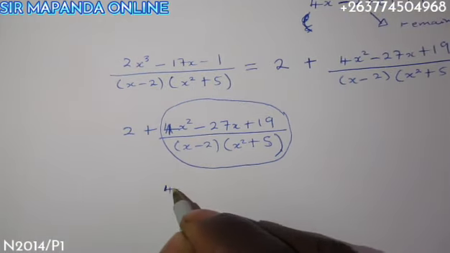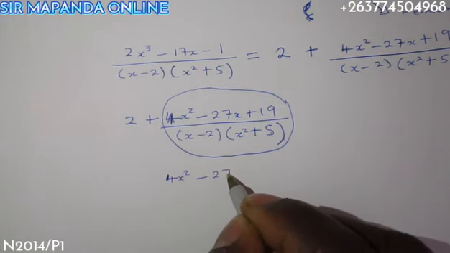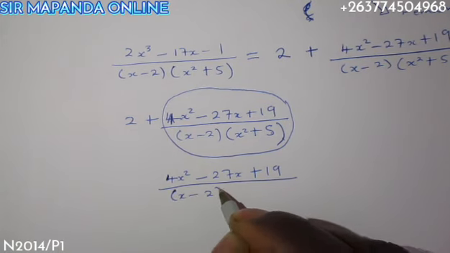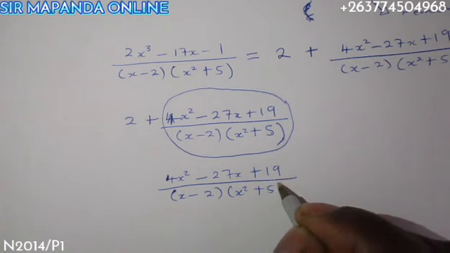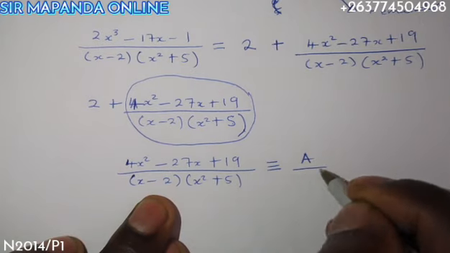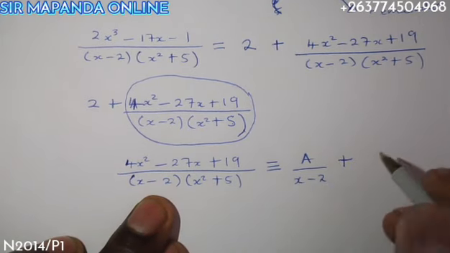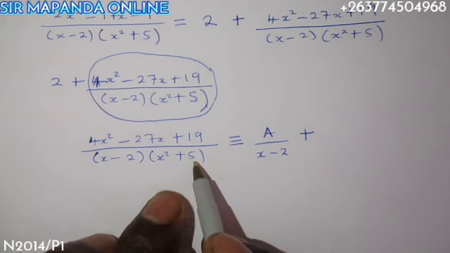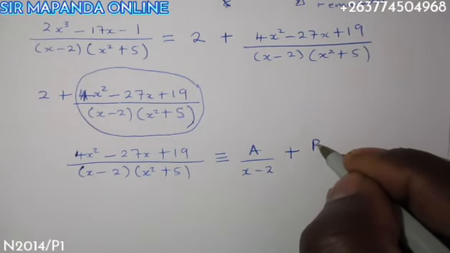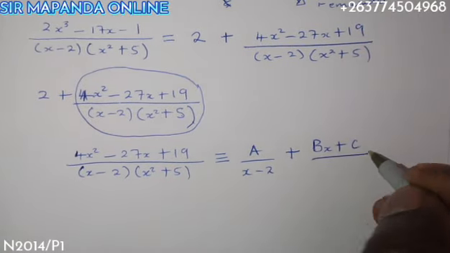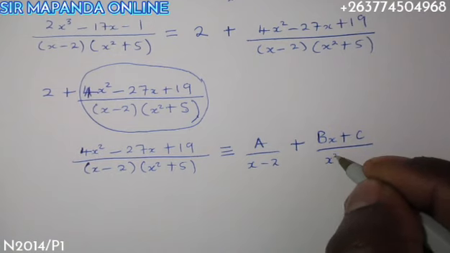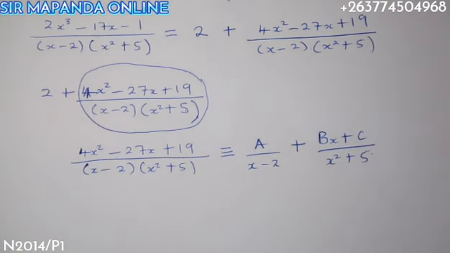Right, so you are saying 4x squared minus 27x plus 19 all over x minus 2, x squared plus 5 is identical to, so x minus 2 is a linear factor, so you write A over x minus 2 plus, since x squared plus 5 is a quadratic which is irreducible, it is a quadratic factor, so you write Bx plus C, which is the numerator for quadratic factors. It's Bx plus C. Divide it with x squared plus 5. I hope you are following.